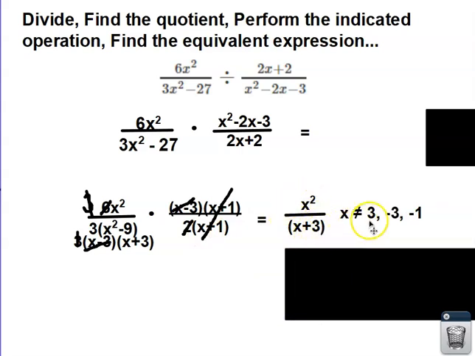Your restrictions are 3, because of this x minus 3 here, we would not want that x to be a 3. Negative 3, because of this, we would not want that x to be a negative 3. And then right here, you would not want that x to be a negative 1.